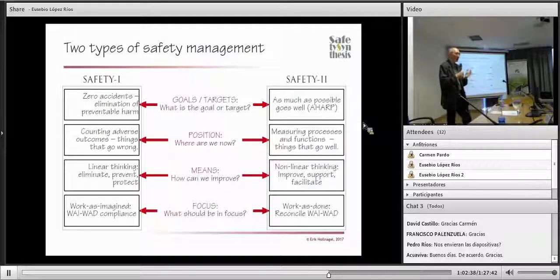Not saying work as done is wrong and work as imagined is right. But in Safety-II, we say work as imagined is not right and work as done is not right, but it is there. We need to adjust the two. We need to reconcile the two. We need to reach an agreement between them.